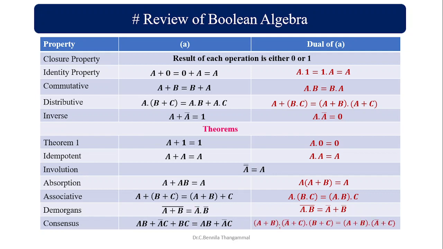Similarly, (a plus b) into (a bar plus c). So this a and a bar you have. The remaining term b plus c is there. It's considered as a redundant term. So quite commonly, we will be using De Morgan's and consensus theorems.